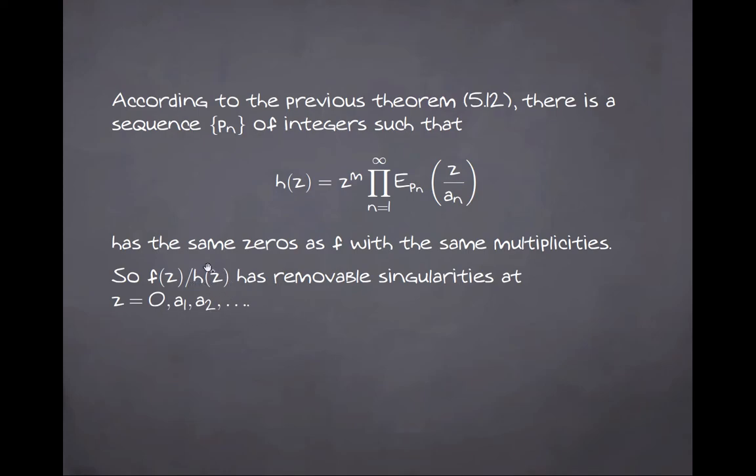See, what are the singularities of this function f(z)/h(z)? It will have a singularity when h is 0, the denominator is 0. h is 0 where f is also 0. So those zeros will cancel out, and those are these points. z equals 0, this may or may not be, it depends whether m is 0 or m is strictly greater than 0. a1, a2, and so on. Because they cancel out, they are removable singularities. And so f upon h is an entire function which has no zeros, because the zeros of both are the same. So f upon h is an entire function with no zeros.